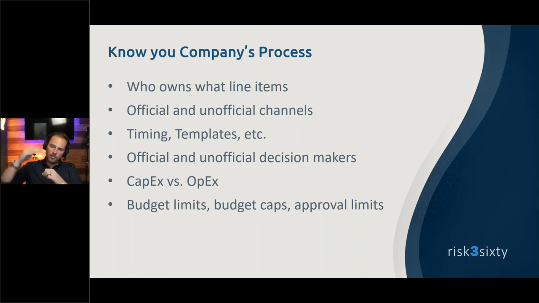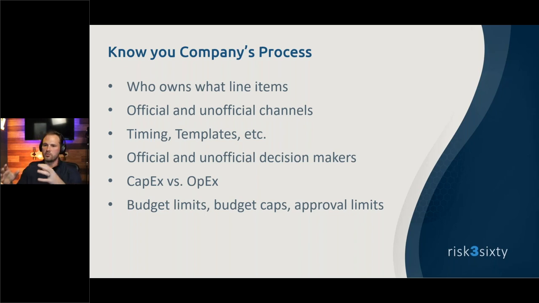So for all the things that you need to get done, it's important that you pragmatically think through who owns that line item, and who do you need to collaborate with, influence, or whatever that might be to get it done. Also consider the official and unofficial channels of getting budgets approved. Official channels would be something defined in policy, like a step-by-step process. This is how you get a budget approved. It's owned by the CFO. There's budget limits. It's usually more clear, the official channels.